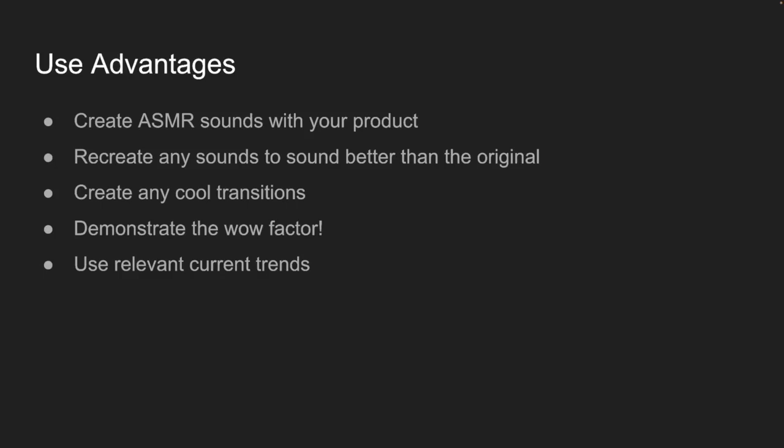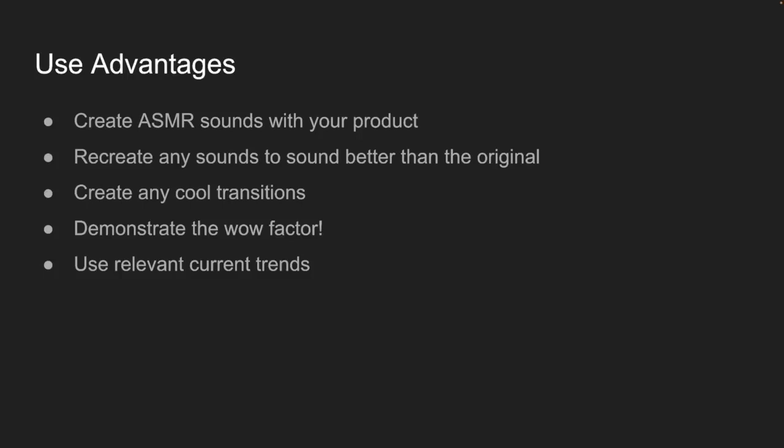Another thing I want to talk about, guys, is taking advantage of your product and using all the features you can. If you have a product that you can create ASMR videos with, definitely take advantage of that. ASMR is huge on TikTok. Also, you can recreate sounds to sound better than the original. This is a huge plus, or you can even amplify certain sounds in your videos so it sounds more satisfying. Also, create cool transitions. Say your product has lights that change colors, you can create some pretty cool transitions with that.